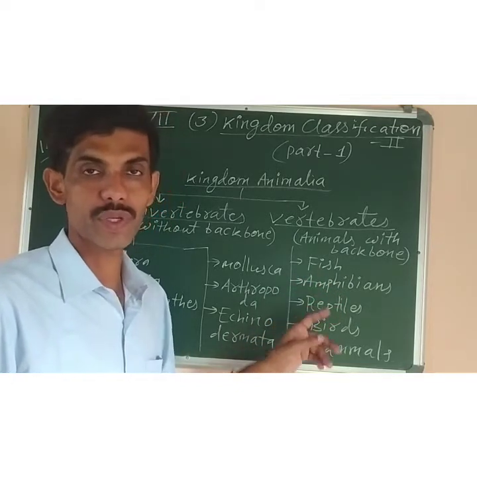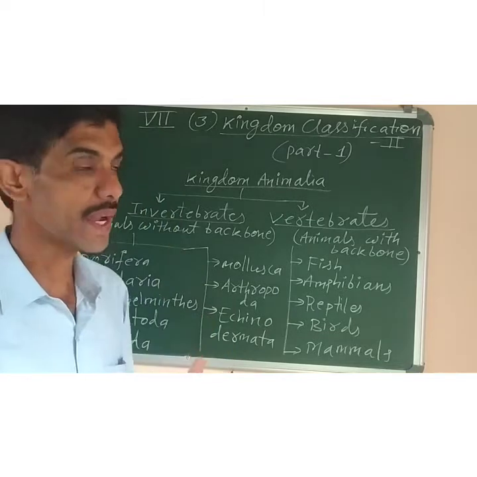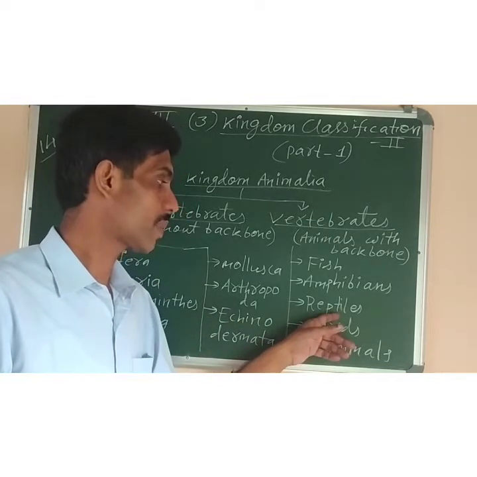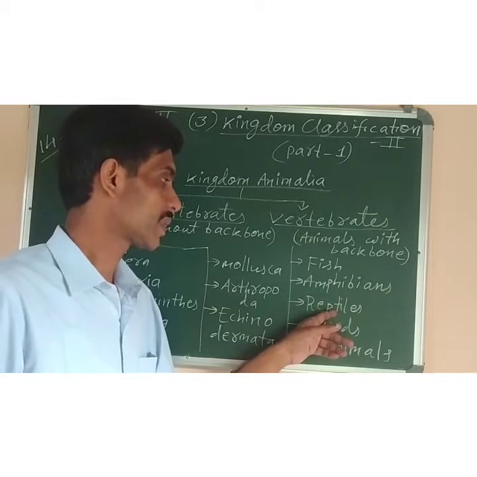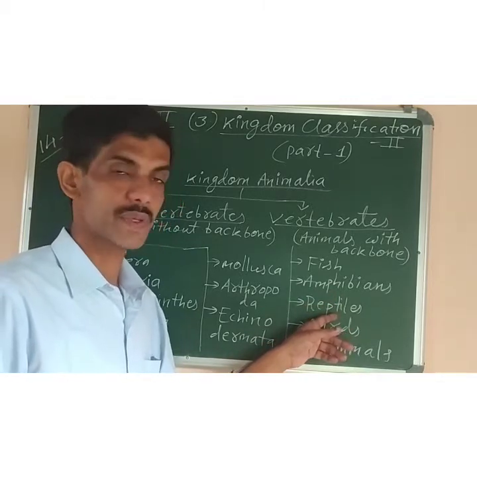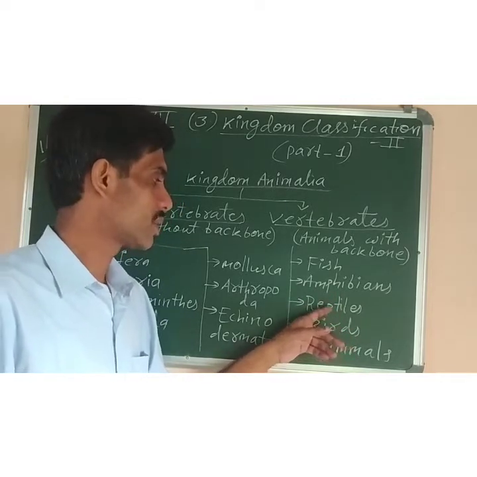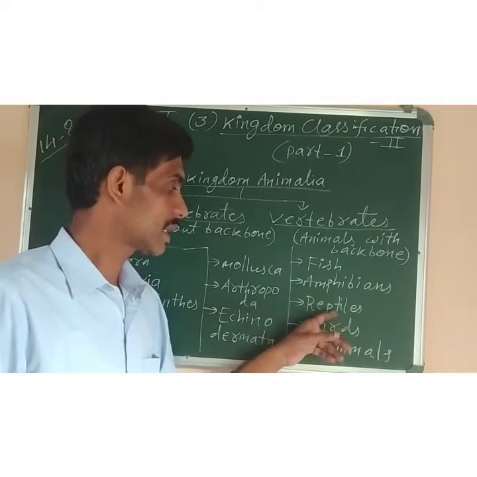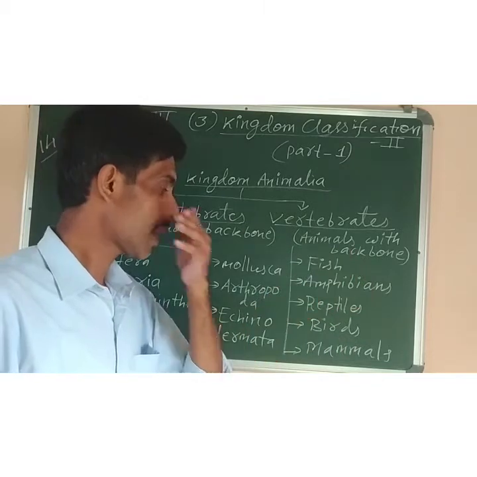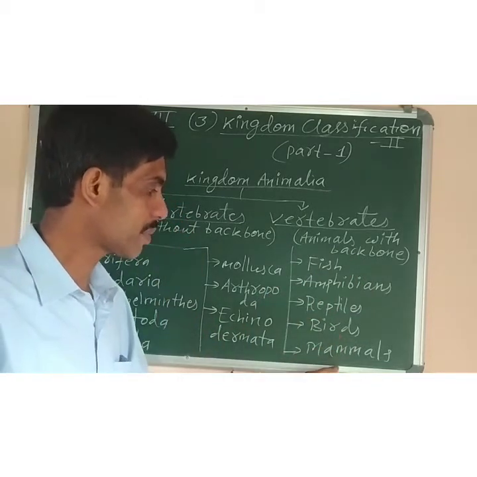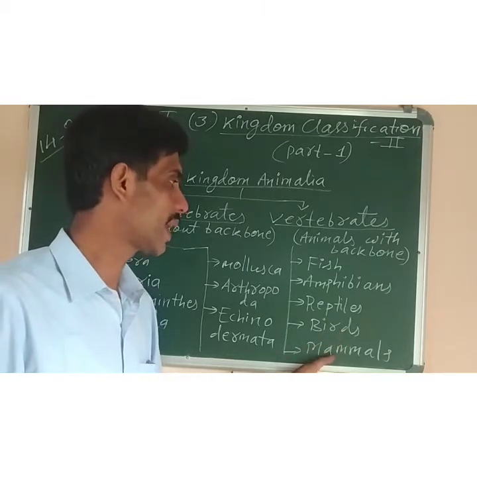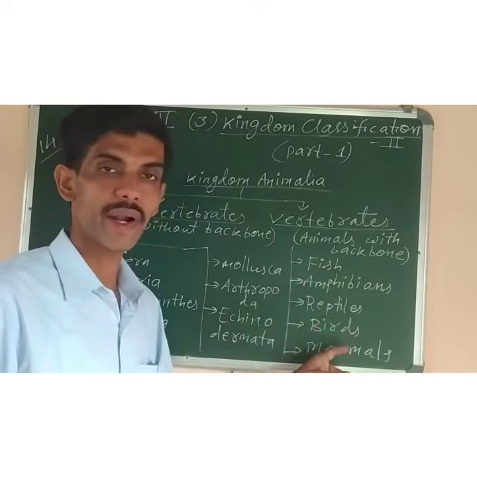Amphibians, those animals which can live both on land as well as in water. And the reptiles, which are also cold-blooded animals like fishes. Amphibians and reptiles, both of them are cold-blooded. Reptiles like snakes and lizards are also animals with a backbone. Then we have these 2 groups, birds and mammals, which are the warm-blooded animals. These 3 are the cold-blooded animals.